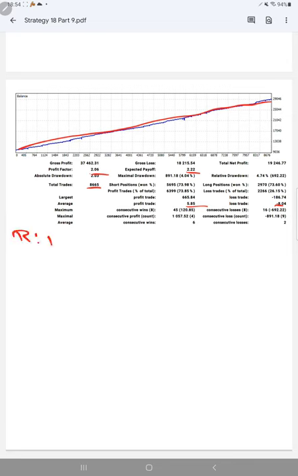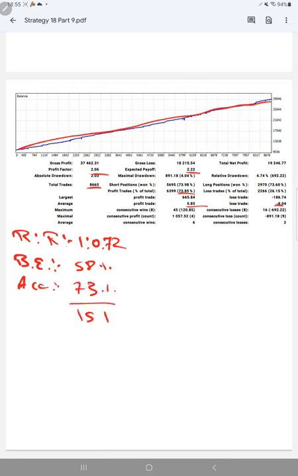So the risk reward ratio will be 1:0.72. The break even point from that risk reward ratio is 58%, and the current account accuracy is 73%. So we can say we are almost up by 15% over the requirement.